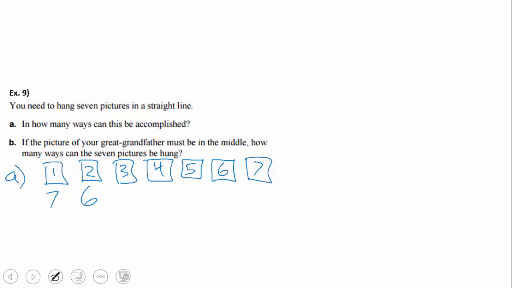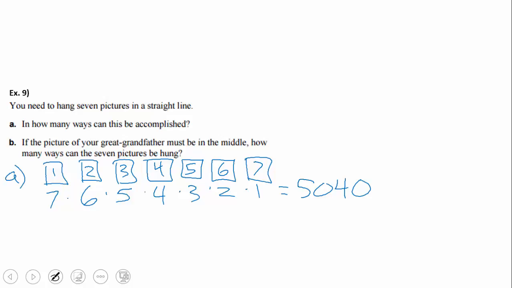Now when we go to picture number 3, do we have 6 left anymore? There's 2 pictures hanging on the wall. So we only have 5. And it keeps going down. 4, 3, 2, and when we get to the last one, there's nothing left to choose from. It is what it is. So now we can use our fundamental counting principle to multiply the number of different ways we can hang 7 pictures on a wall. And when you multiply all that together, you find that your answer is 5,040. That's a lot of ways that you could hang 7 pictures on a wall.